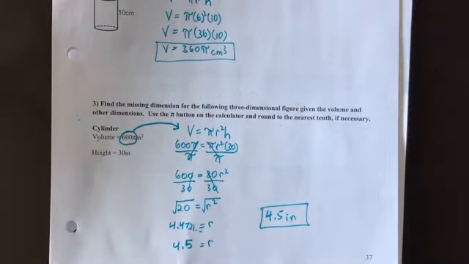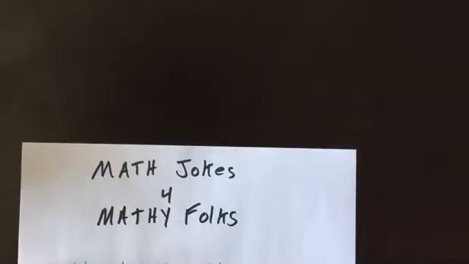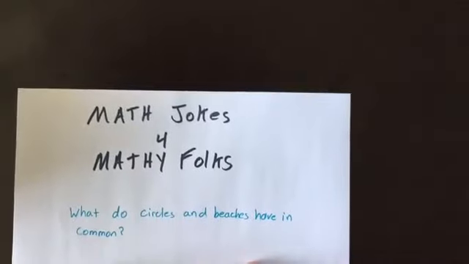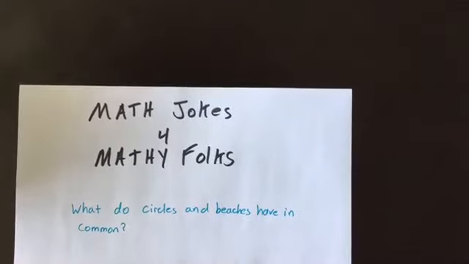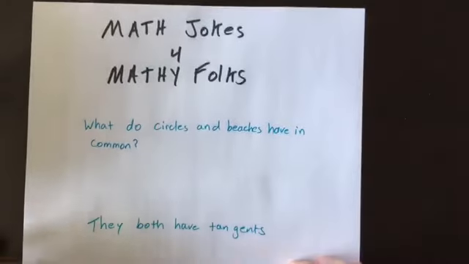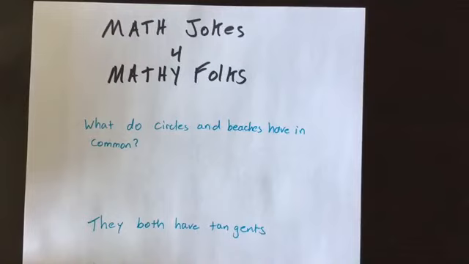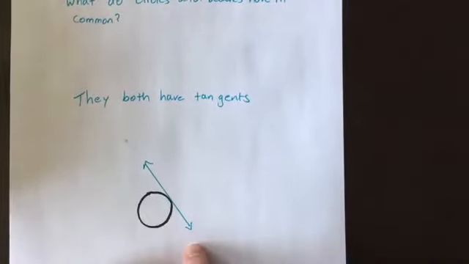Today's math joke might require a little bit of explanation, but if you have an older sibling who has already taken Geotrig in high school, they'll get this one, so you can use it with them. What do circles and beaches have in common? They both have tangents. Okay, so here's why this one is funny. So tangents, like somebody who's tan on the beach, obviously. And then with circles, a tangent is a line that touches a circle at one point. Get it? Tangents. Circles and beaches, tangents.